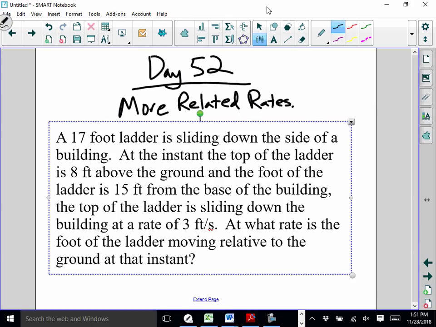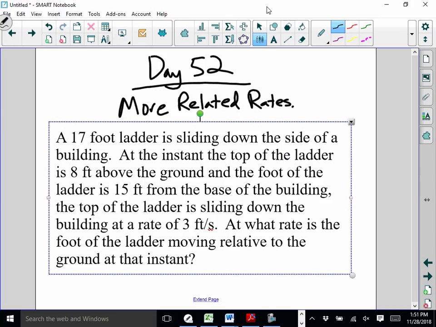Okay, so here we have a 17-foot ladder sliding down the side of a building. At the instant the top of the ladder is 8 feet above the ground, and the foot of the ladder is 15 feet from the base, the top of the ladder is sliding down the building at a rate of 3 feet per second. At what rate is the foot of the ladder moving relative to the ground at that instant? Okay, a lot going on here.